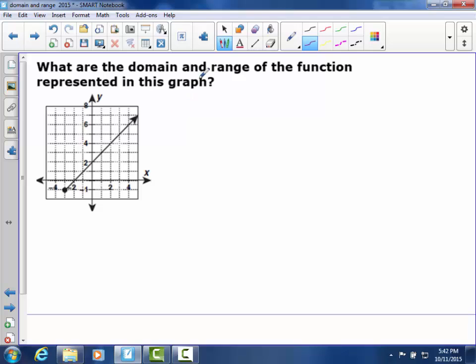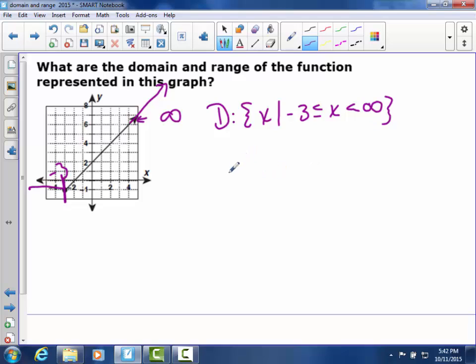Okay, what are the domain and range of this graph? Okay, so we start from the left, we come over. This is the first point we see, and we're at -3. We start at the right, and we go, oh, there's an arrow. And we know that an arrow indicates that this graph is going to go on forever. Okay, in math terms, we say that would be infinity. So our domain can be represented by x such that, and right, we start with -3. It's less than or equal to x, which is less than infinity. We do not say equal to infinity because you can't get to infinity.